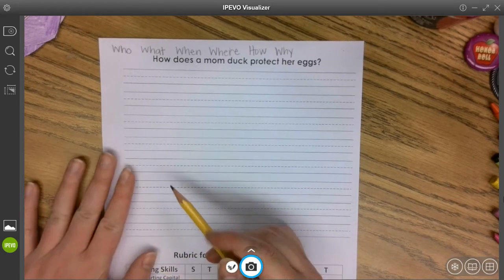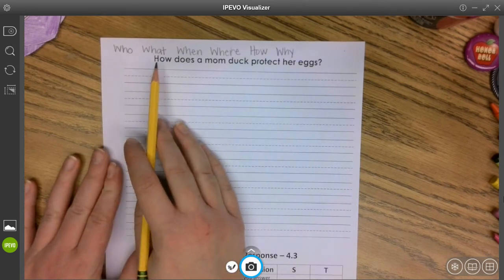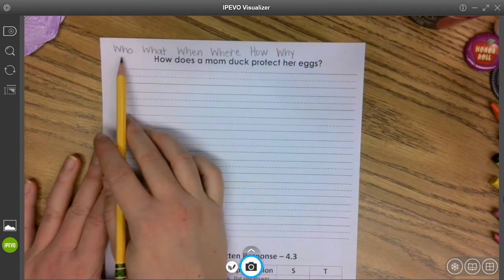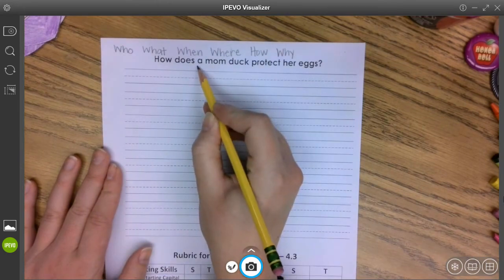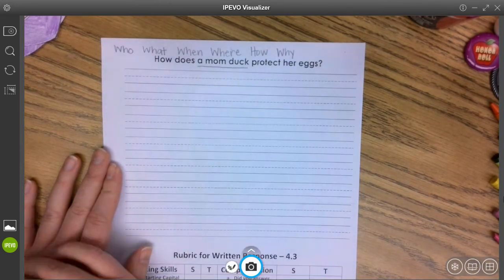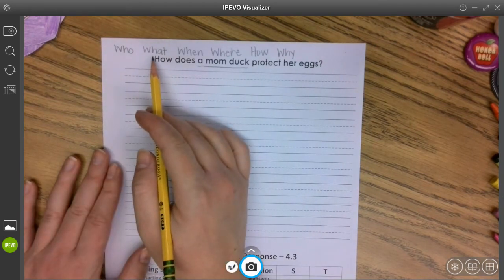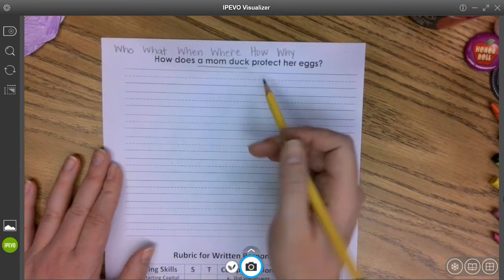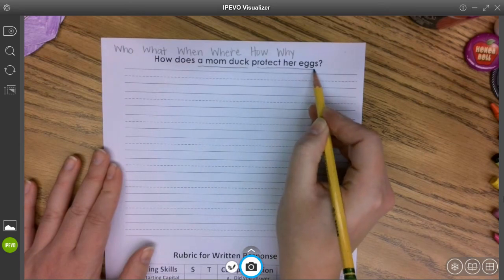Okay, so first let's ask ourselves who we are talking about. Here's the question again. How does a mom duck protect her eggs? So who are we talking about? We're talking about a mom duck. So let's mark that. We know our who. Okay, what is she doing? What is happening? Okay, she's protecting her eggs. So a mom duck protects her eggs. That's the what she is doing.